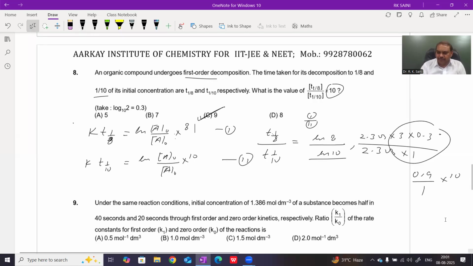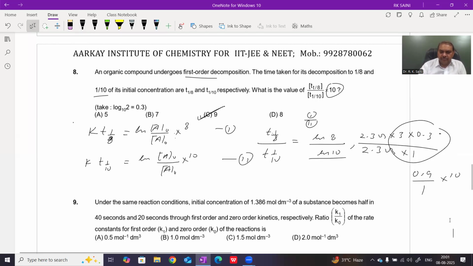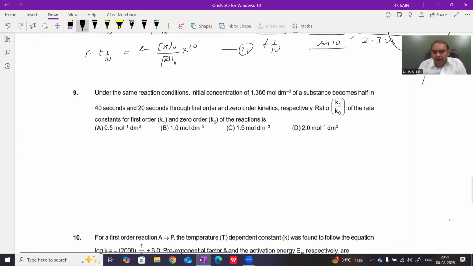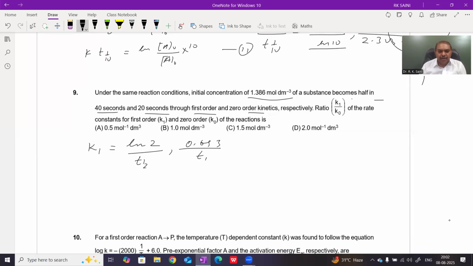Question number 9. Under the same conditions, the initial concentration is 1.386 mole per liter of the substance, and the half-life is 40 seconds and 20 seconds through first order and zero order kinetics. Find the rate constant ratio. For a first order reaction, we know that the rate constant with respect to half-life is ln 2 by half-life, or we can say 0.693 upon half-life, equation number 1. So the given half-life of the first order reaction is 40 seconds.